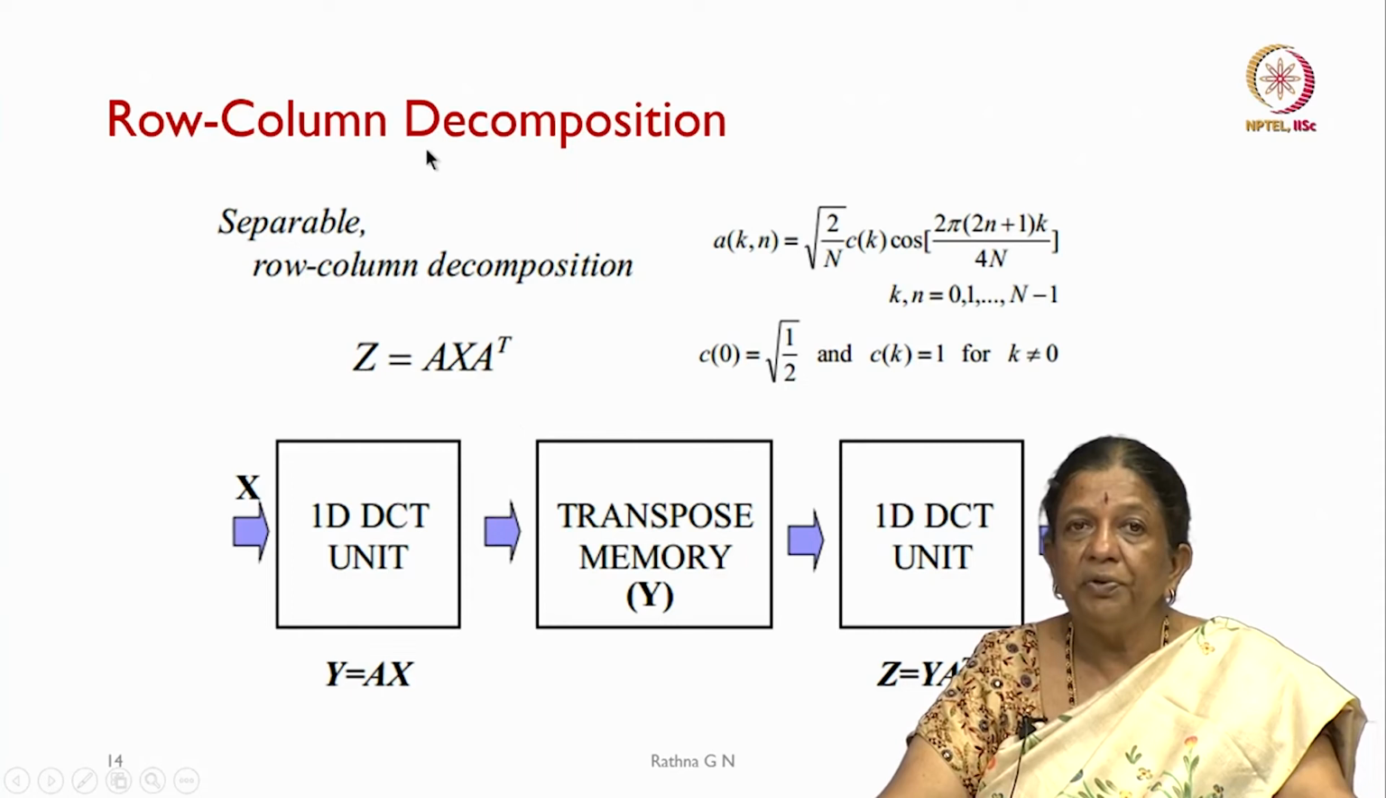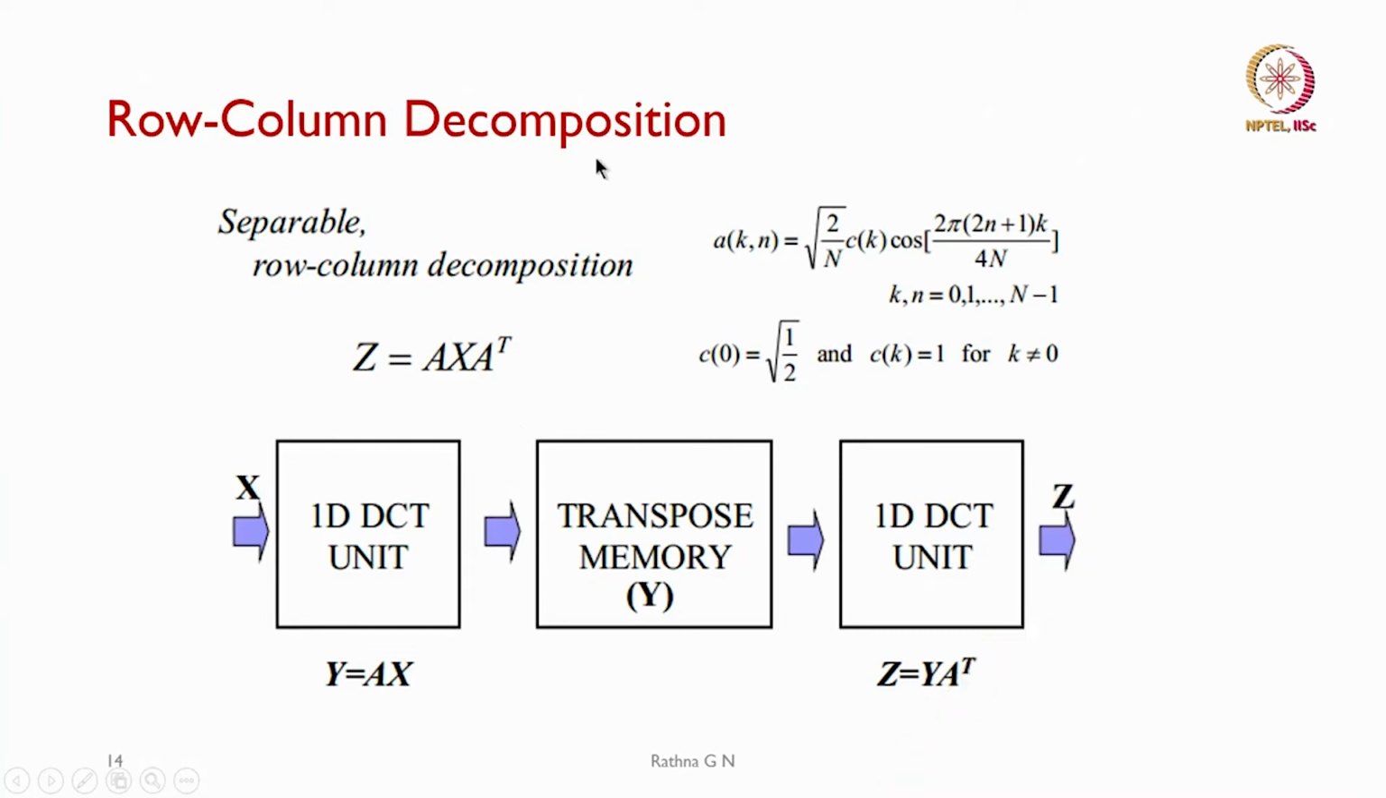So, now how are we going to do the row column decomposition? We said that we will be using the separable row column decomposition. In the matrix form it is given as z equals A x into A transpose, and then A(k,n) is nothing but root 2 by n into c(k). N is the order that we will be taking, and then these are the cos of (2n plus 1) into k pi divided by 4n.